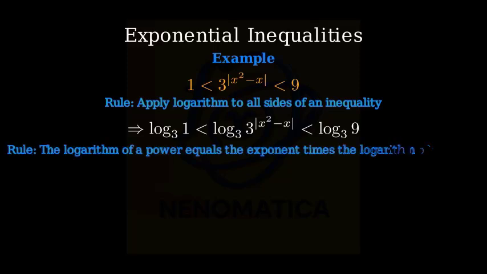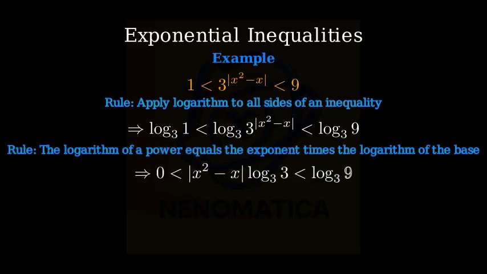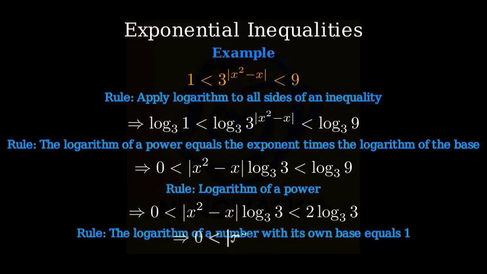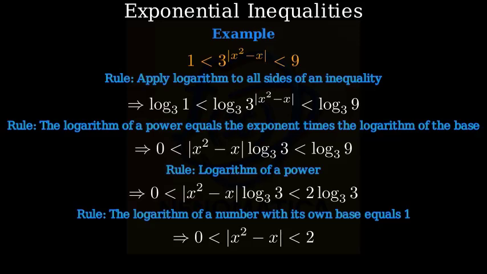Now, we can simplify these logarithms. The logarithm base 3 of 1 is 0. For the middle term, we can use the property that the logarithm of a power equals the exponent times the logarithm of the base. So, log base 3 of 3 raised to absolute value of x squared minus x equals absolute value of x squared minus x times log base 3 of 3. For the right side, log base 3 of 9 equals log base 3 of 3 squared, which equals 2 times log base 3 of 3. The logarithm base 3 of 3 is 1, so our expression simplifies further.